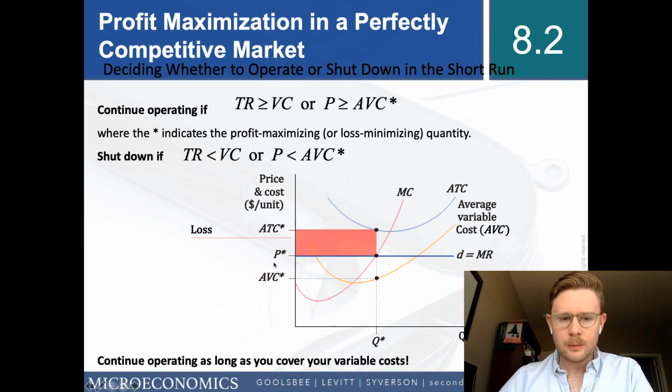So if this equilibrium price were to shift down to below the average variable cost, then we would know that the firm would want to shut down. But the key thing to remember is that the firm is going to keep operating as long as it covers its variable costs. As long as it can keep paying their employees, the firm's going to keep going. Okay.